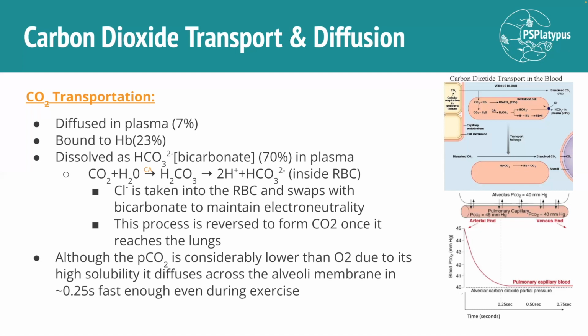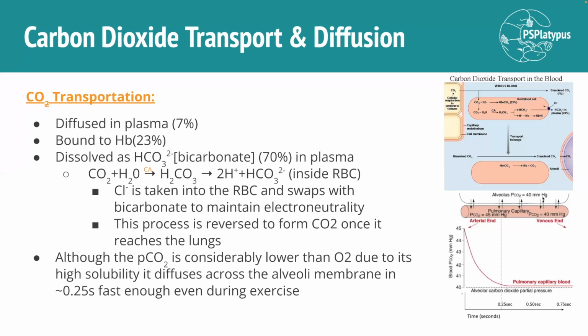This process is then reversed once the blood reaches the alveoli, where it then forms CO2 and is expelled. Although the partial pressure of CO2 is considerably lower than O2, if you didn't know that, due to its high solubility, it diffuses across the alveolar membrane in approximately a quarter of a second. So therefore, it's definitely fast enough to maintain CO2 expiration even during exercise.